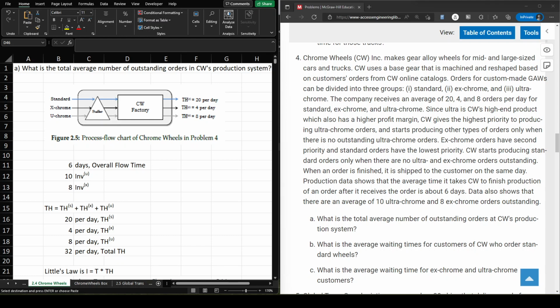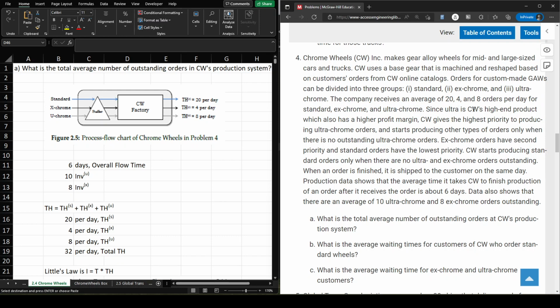Okay, this is a video that walks through number 4 in the homework of chapter 2, Chrome Wheels. The problem in the book is at the end of the chapter, and there are orders that are divided into 3 groups of products, 3 different products. There's a standard, an X-Chrome, and an Ultra Chrome. The problem says they receive an average of 20, 4, and 8 orders per day for each one of those.